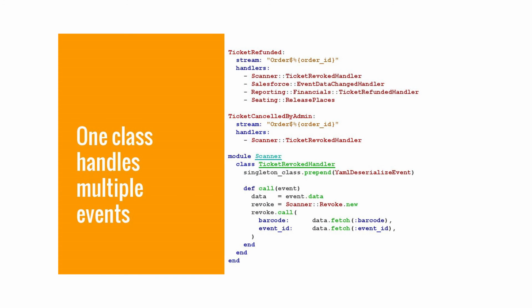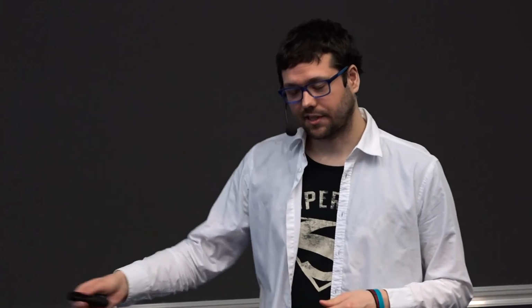Okay. But later, at some point, you will realize that you can use one class, one handler, to handle multiple kinds of events in the same way, okay? So here's an example. We have two events which sound very, very similar. One is ticket refunded, and one is ticket canceled by admin. They sound very similar. From the point of view of the scanner bounded context in our application, scanner is the bounded context responsible for letting you in or not if we scan a barcode.